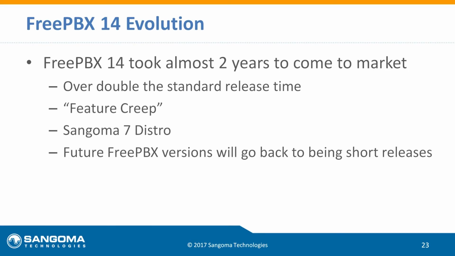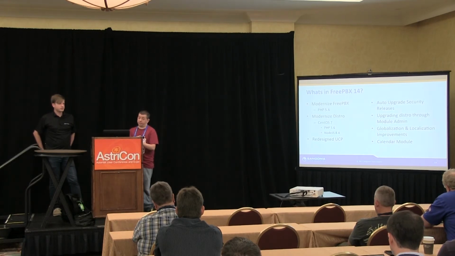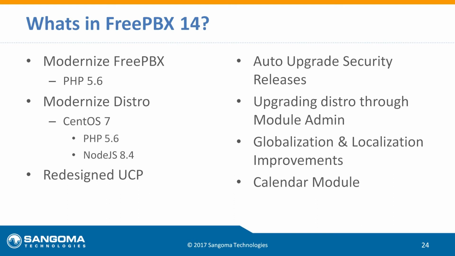We also upgraded to the Sangoma 7 distro, which is now based on CentOS 7, so we get a whole lot of new features from that. Upgraded PHP we can finally support. Yeah. And hopefully in the future, we are going to go back to the short release cycles. Like I said, we were able to modernize FreePBX, the PHP version. There's a whole lot of new stuff in 5.6 that wasn't in 5.3 that we were using. Right. So a modern version of PHP 5.6, right?